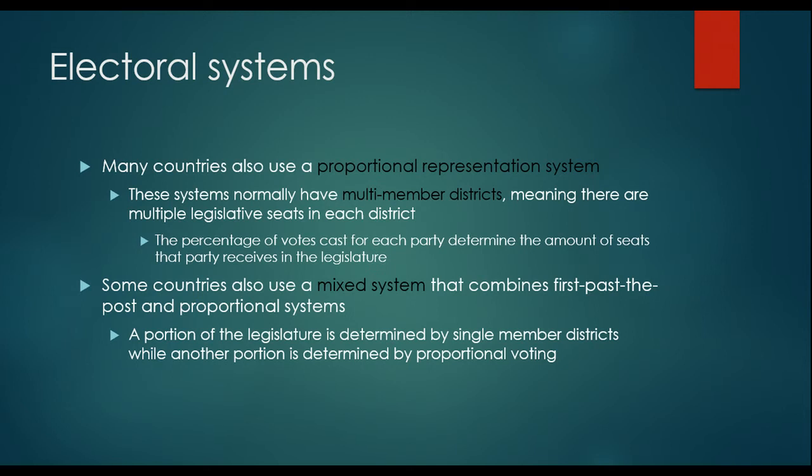Some countries also use a mixture of the proportional representation system and the single-member district system. So they'll say one house will be determined based upon first past the post and that single-member concept, and then in the other house we'll have a multi-member district proportional system. Or we'll say half of a house is set in that single-member first-past-the-post system, and the other half of the house is determined proportionally. And we'll see that as we go throughout the semester.